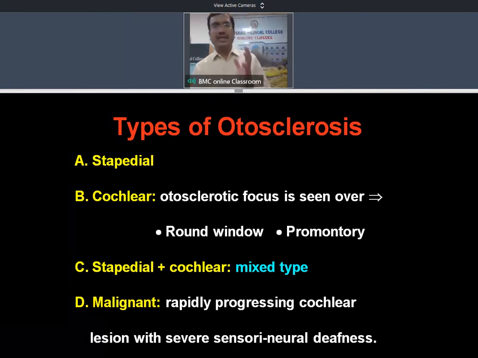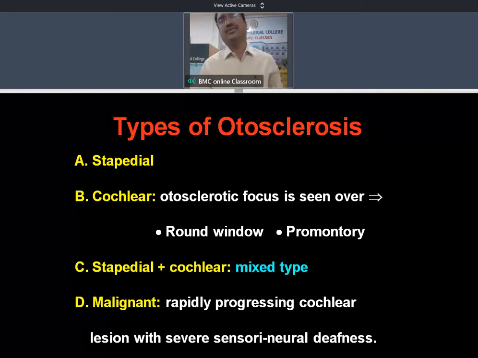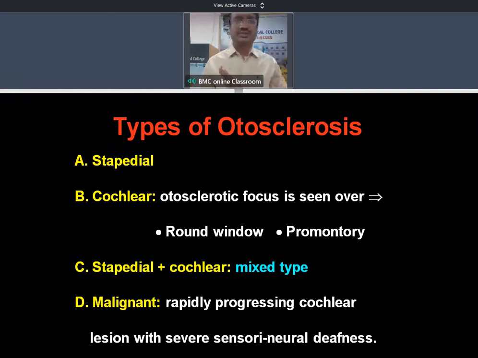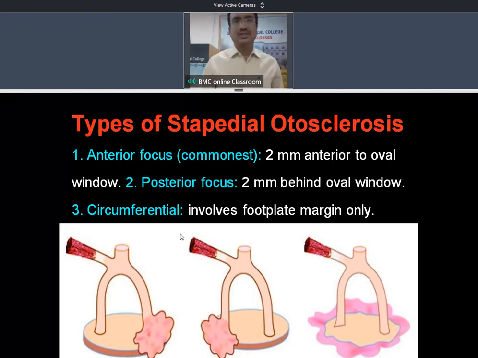Because of the fixation of the stapes footplate into the oval window, there will not be any normal movement of the ossicular chain whenever a sound wave strikes the ossicular chain. So that's why they'll have the conductive type of hearing loss. So these are the various sites for the stapedial otosclerosis.